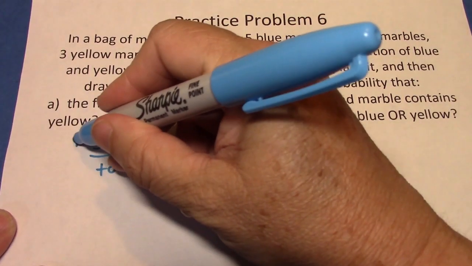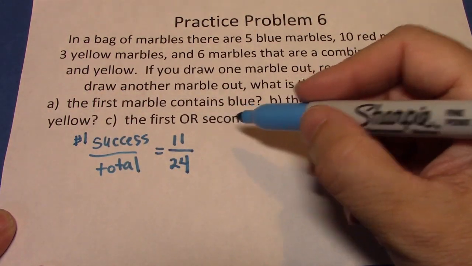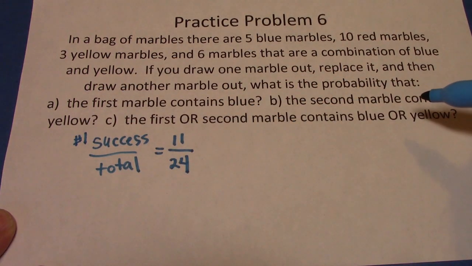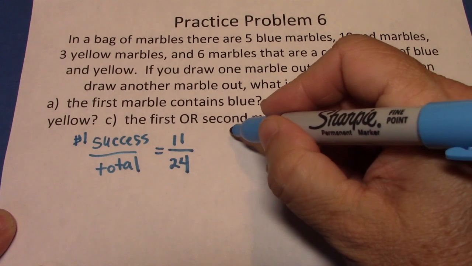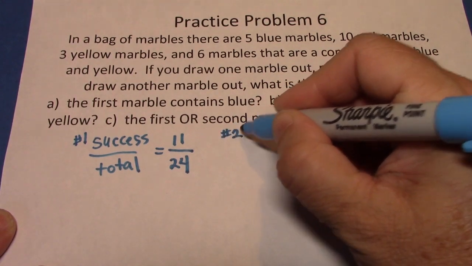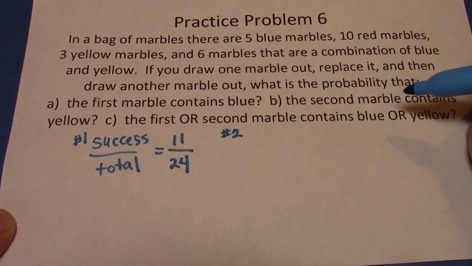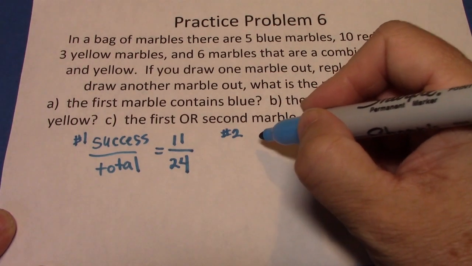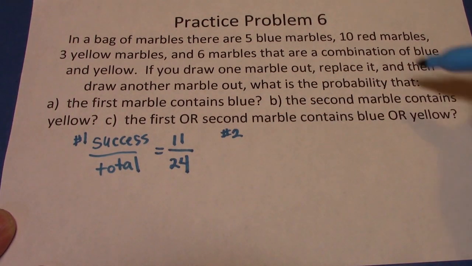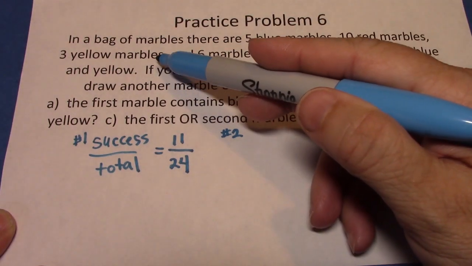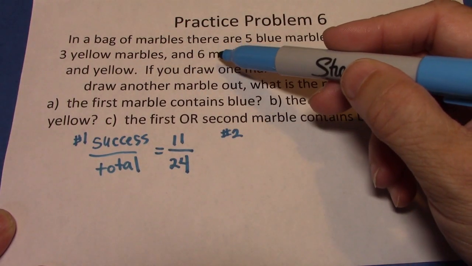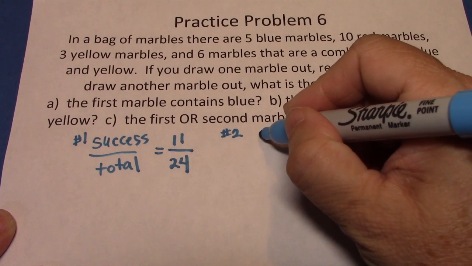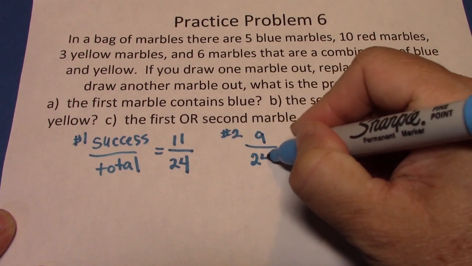That's number 1. B, the second marble contains yellow. Okay, the second marble, we've replaced it, so these are not even dependent events. These are independent events, and really the first marble is essentially the same as the second marble. But we're looking for yellow, so that would be these 3 plus these 6. That's 9 possible successes out of the bag of 24.